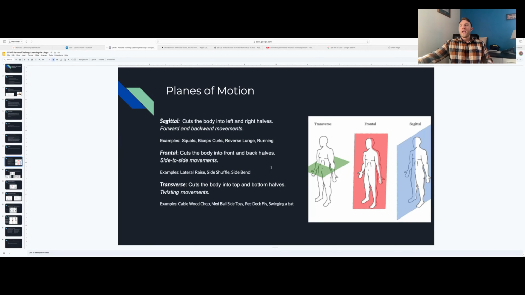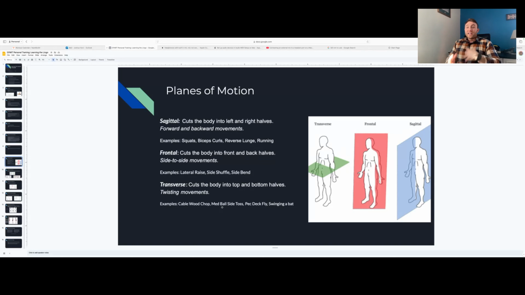And then we have the transverse plane, which is like the all-encompassing. It's our rotational plane of motion, and it's what cuts the body into top and bottom halves, right? So it's our rotational stuff here. It's what we move through. It's our cable wood chops, our med ball side tosses, even a pec deck fly. If you think about a pec deck fly, how it comes around, force is pulling you around the back, force is bringing you around the front, right? So it's not just sagittal plane, because this would be sagittal plane, but this rotational axis is not sagittal plane, right? Or anything like swinging is a huge one. Swinging, punching, anything like that, right?